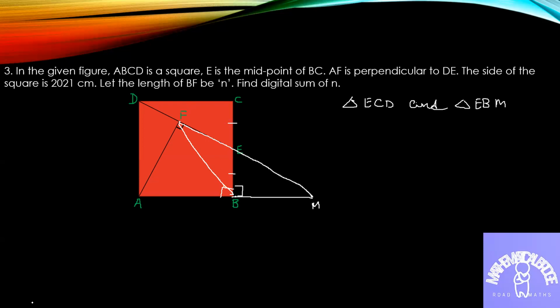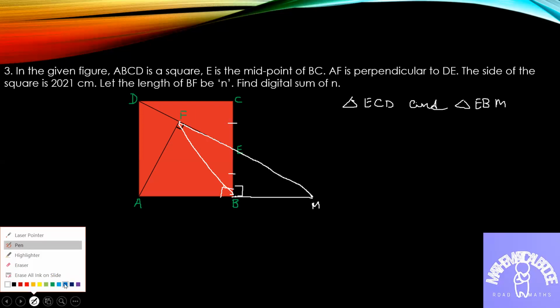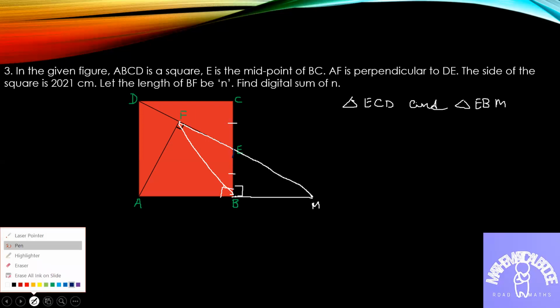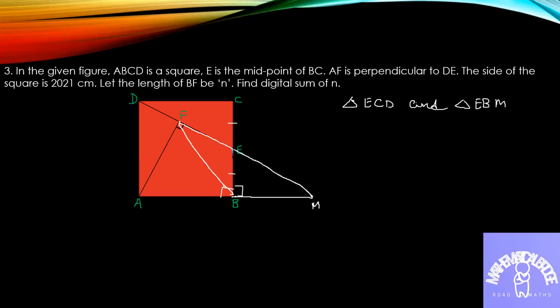Let me darken it using blue color. I am darkening the perimeter. Okay, this color is not going. I am talking about this triangle only, specifically this triangle EBM. Yeah, specifically about this triangle.